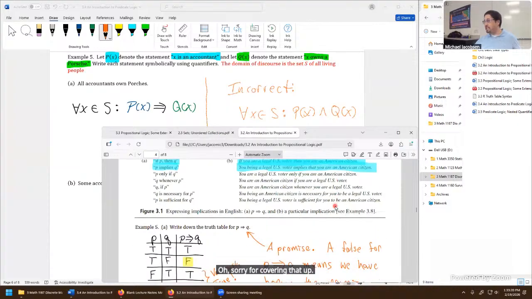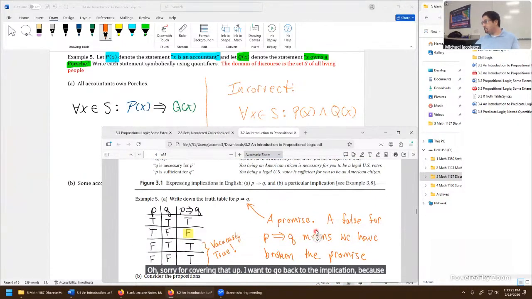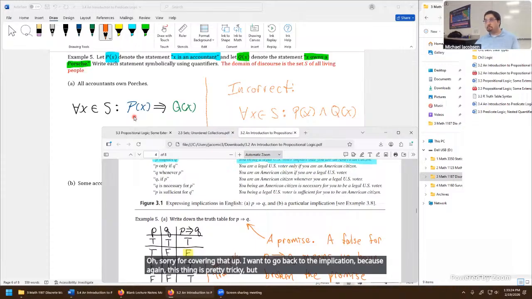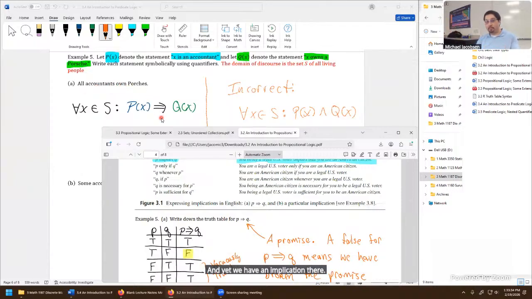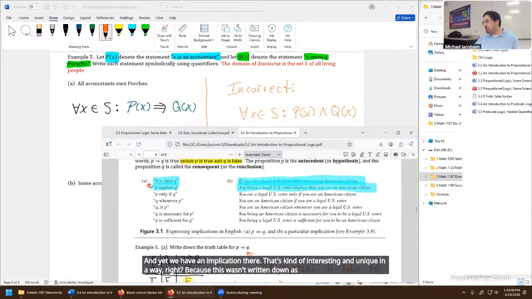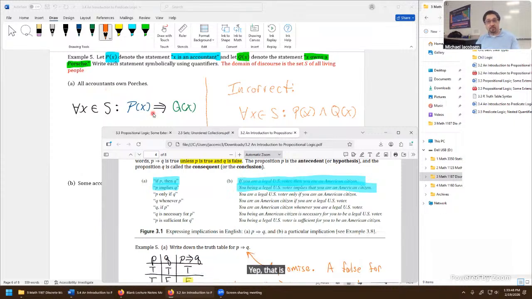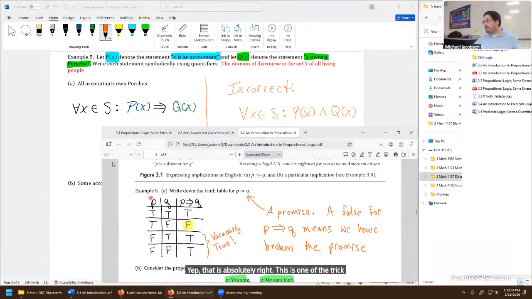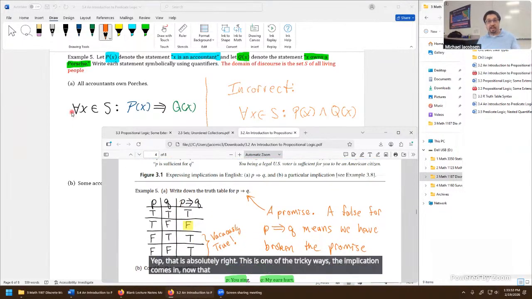I want to go back to the implication because, again, this thing is pretty tricky, but let's see if it really makes sense on this statement. It's a statement, all accountants own Porsches, and yet we have an implication there. That's kind of interesting and unique, right? Because this wasn't written down as P implies Q, if P then Q. None of these showed up whatsoever in the statement, all accountants own Porsches. Yet that is absolutely right. This is one of the tricky ways the implication comes in now that we have a universal quantifier.